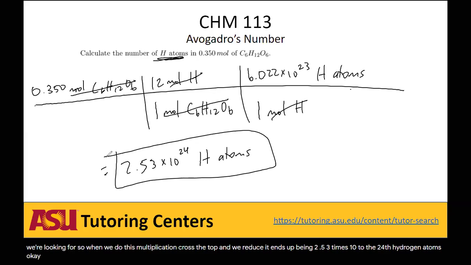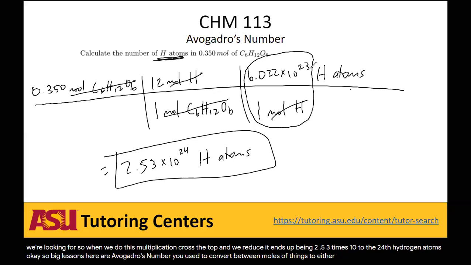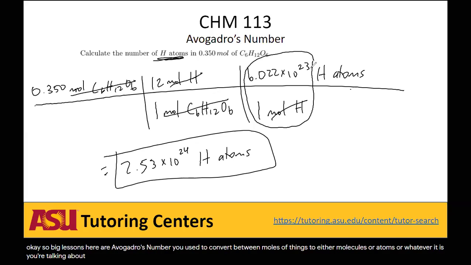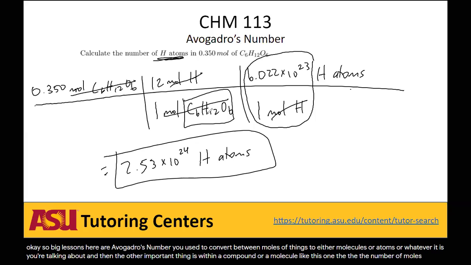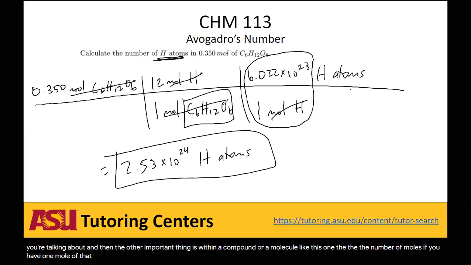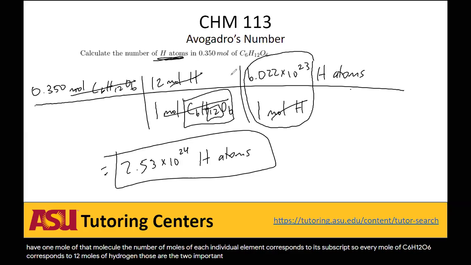Okay, so big lessons here are Avogadro's number you use to convert between moles of things to either molecules or atoms or whatever it is you're talking about. And then the other important thing is within a compound or a molecule like this one, if you have 1 mole of that molecule, the number of moles of each individual element corresponds to its subscript. So every mole of C6H12O6 corresponds to 12 moles of hydrogen. Those are the 2 important takeaways.